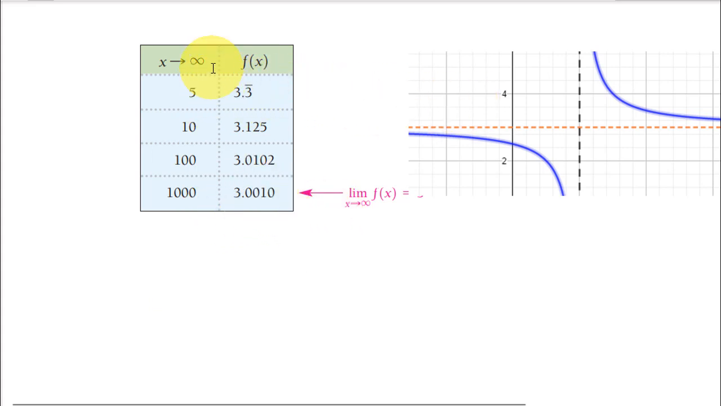I can try values. What happens when x is 5, f of x is 3.3, when x is 10, 3.125, when x is 100, 3.01, when x is 1000, 3.001, and I can continue. The values of f of x, the value of y, are going to get closer to 3. Then I can say for sure, when x is approaching positive infinity, f of x is approaching 3.